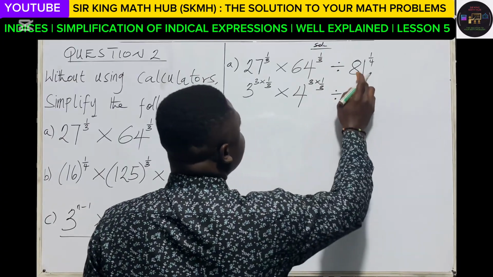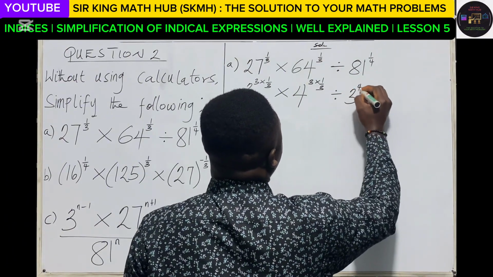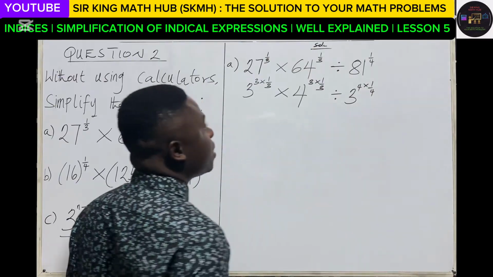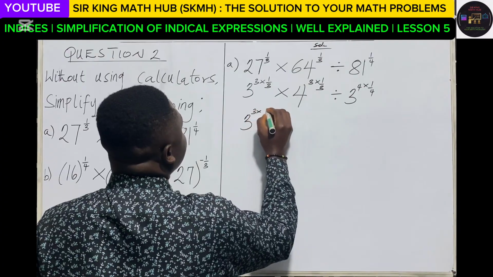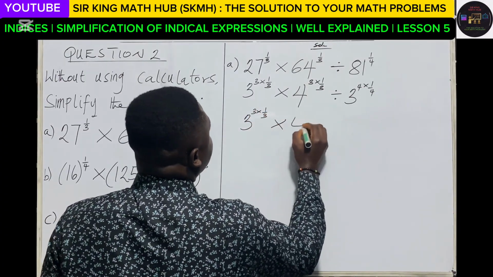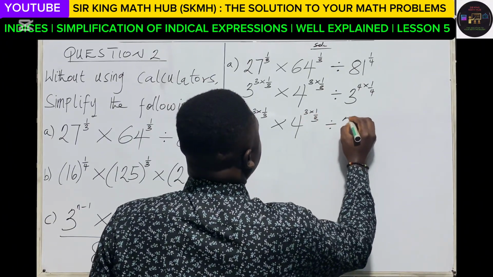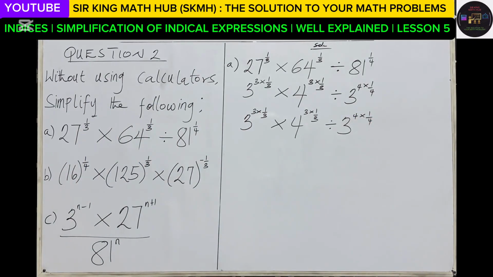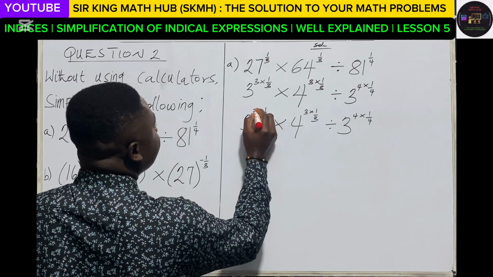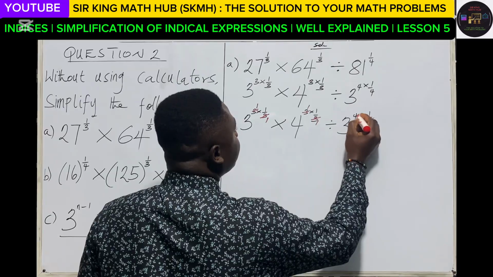divided by 81. So 81 in index form, we have 3 exponent 4 multiplying 1 out of 4. Let me repeat this: 3 exponent 3, 4 exponent 3, and then 3 exponent 4. We could see that some of the indices can cancel out. The 3 goes here, 1; the 3 goes here, 1; 4 goes here, 1.